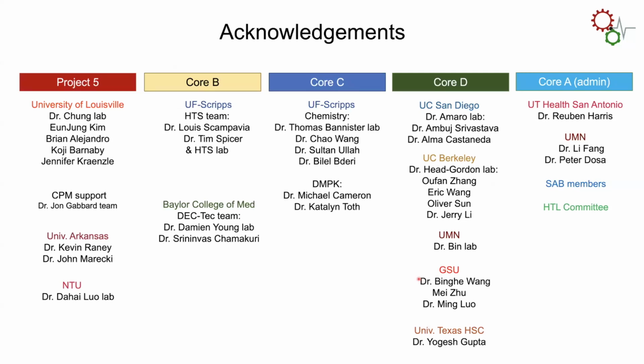I cannot name everyone, but most of the high throughput screening was done by the UF Scripps team, the medicinal chemistry was done by the chemistry cohort of Bannister, and the computational work and all the structural biology was done by San Diego, Berkeley, and many other members too.